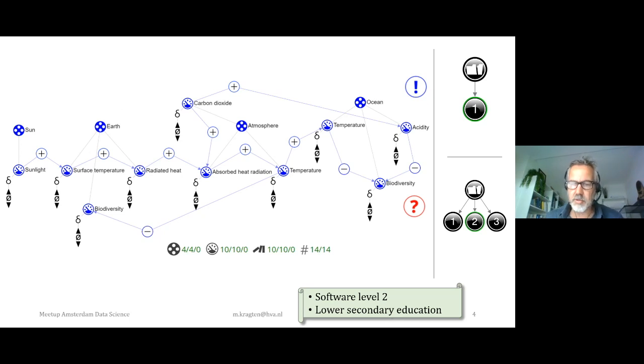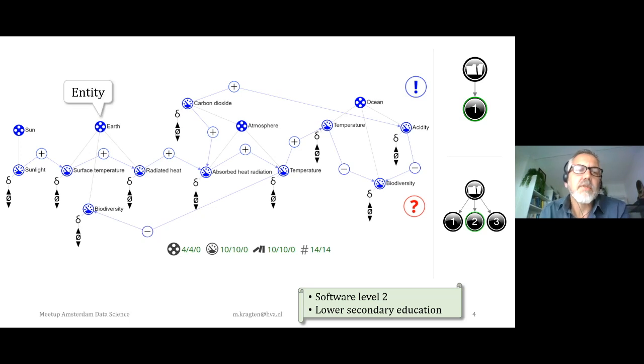representations. So this is a representation at level 2 of the software. So there are 3 levels above this level. And this is a model that we teach in lower secondary education. As you can see, it's about global warming, about the greenhouse effect, and the effect on biodiversity. So what are the things in this representation?